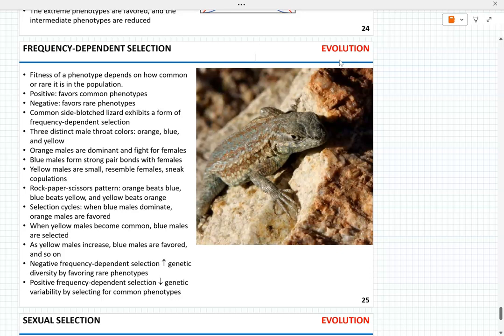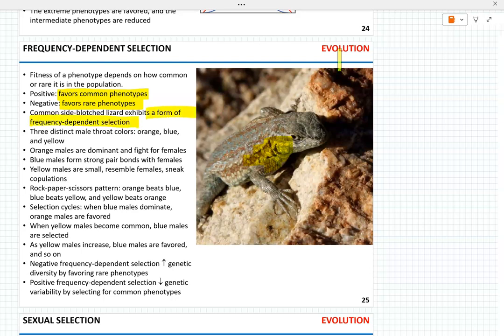Now, frequency-dependent selection. In this case, selection may either favor common phenotypes, which is called positive frequency-dependent selection, or favor rare phenotypes, which is negative frequency-dependent selection. For instance, these lizards on the right exhibit frequency-dependent selection.